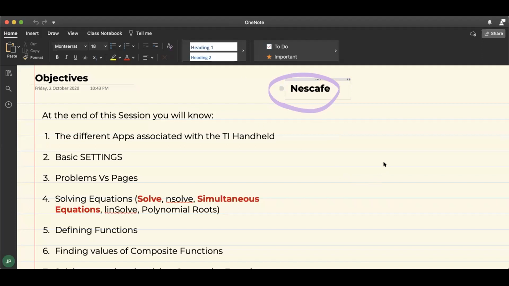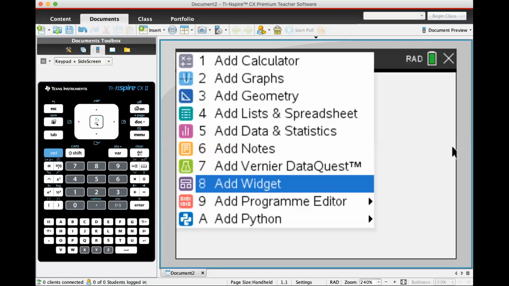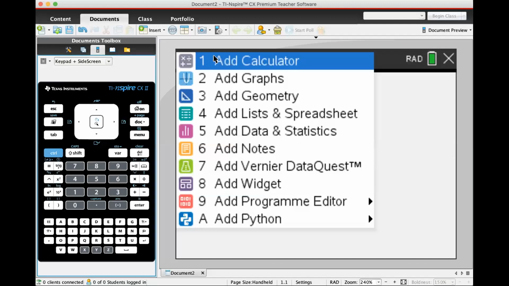Which one is CAS and which one is non-CAS? All right, let me just check. This is CAS, this is non-CAS. All right, cool. Let's share the non-CAS. This is the non-CAS screen, all right? I hope this is the non-CAS screen. Yes, it is the non-CAS screen.